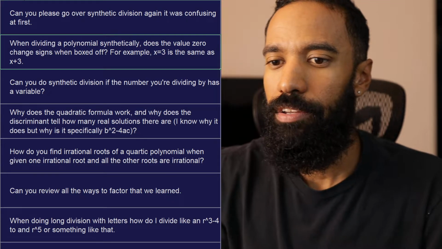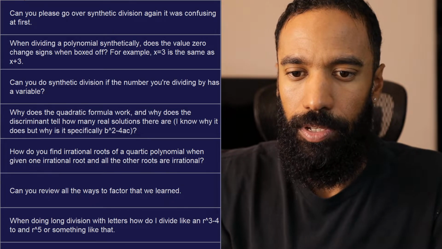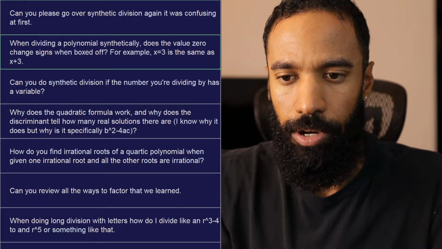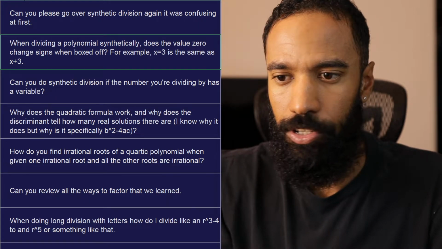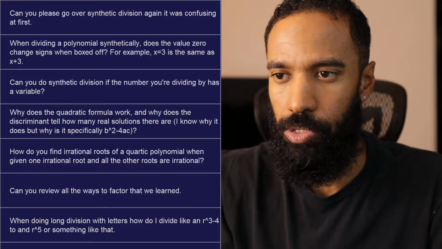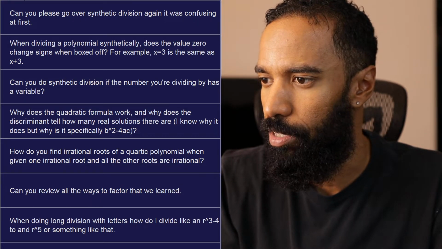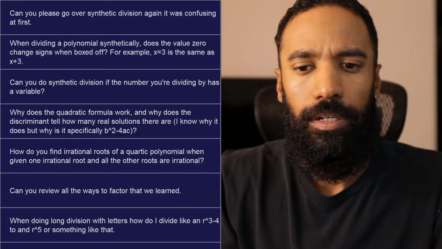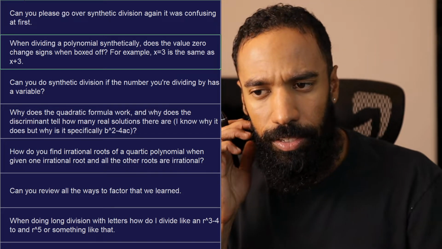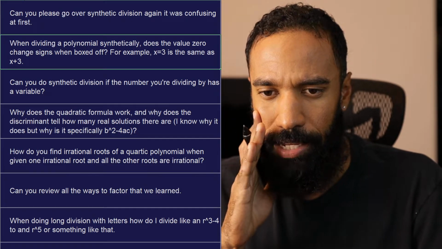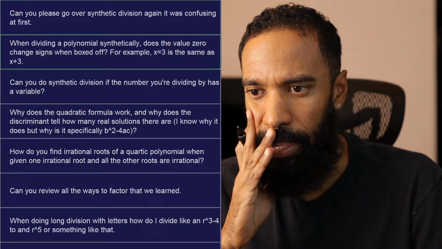Okay, when dividing a polynomial synthetically, whoops, I lost it. Does the value 0 change signs when boxed off? For example, x equals 3 is the same as x plus 3. I need to read that again. I'm going to erase this in case I have to write something. Let me read that again. When dividing polynomials synthetically, does the value 0 change signs when boxed off?